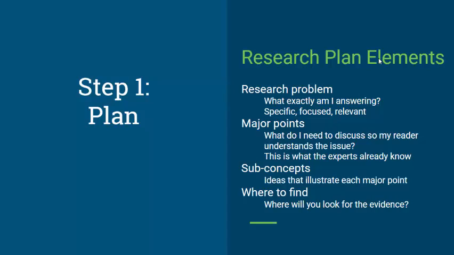Then with the research plan, you're going to identify the really major points, the core ideas. What are the huge ideas that I really need to discuss so that my reader understands the issue? And these are also going to be what the experts already know about this topic. Then underneath each one of those major points, you're going to identify some sub-concepts. So, you might have a really large point about reading curricula. What are the smaller steps that I need to explain so that my reader understands the big idea? And then finally, you need to identify for yourself, where am I going to look for the evidence for the lit review that's going to support this? This will become more clear, I hope, as I do some examples for you.